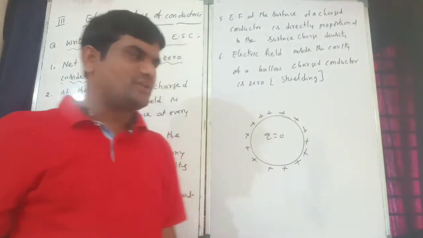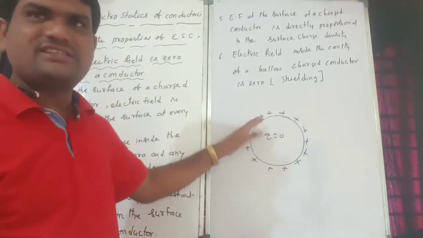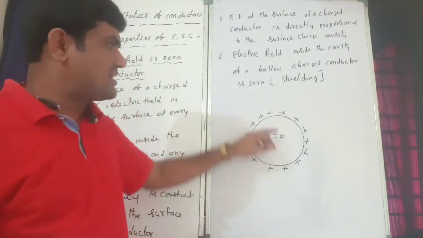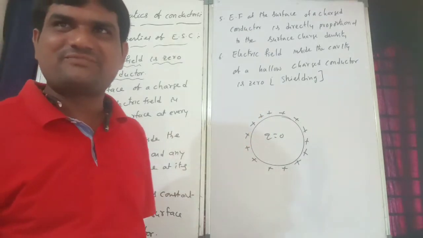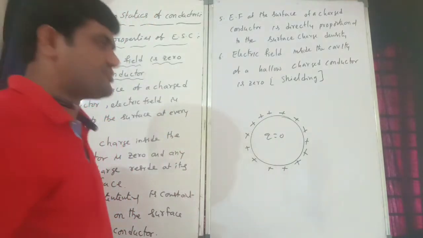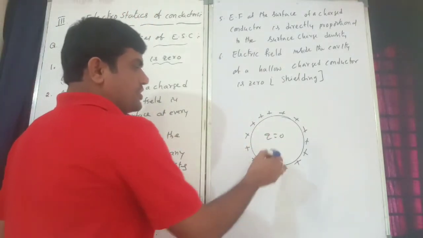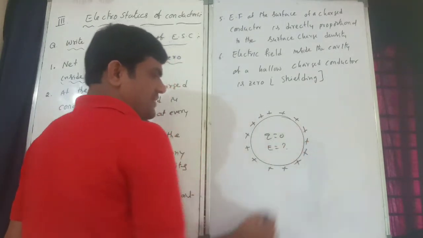A conductor has only the same charge, either positive or negative, yes or no? So what would happen? Positive charge can exist outside, but inside it does not. Why? Because, for example, if charges were inside, both would repel each other, right? That's why inside there is no charge. Q is equal to 0. Q is 0, so what would happen to the E value?